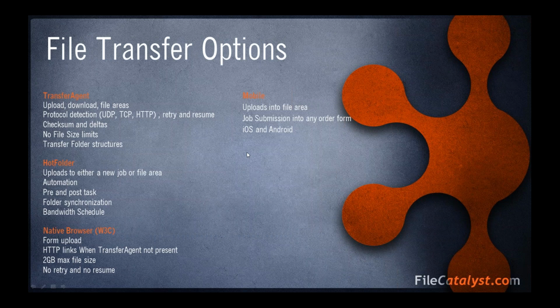So for file transfer options, what can you do in Workflow? Well, you have the transfer agent for upload, download, and file areas. The transfer agent supports UDP for acceleration, multi-stream TCP for slower, TCP-based acceleration if UDP is not possible, and as well HTTP failover.